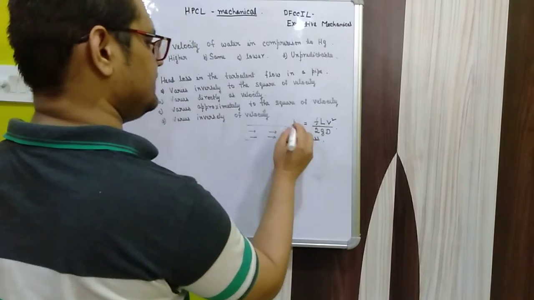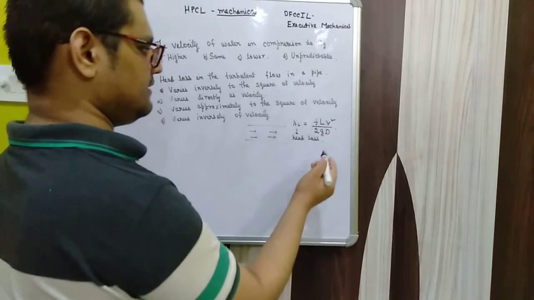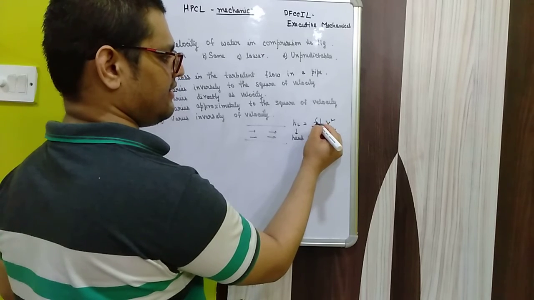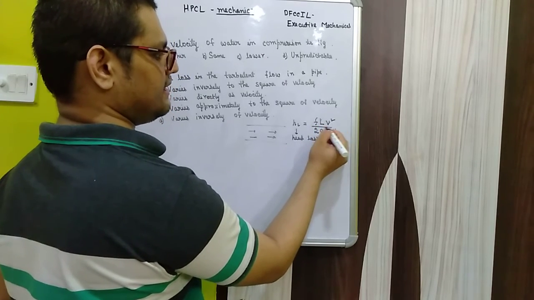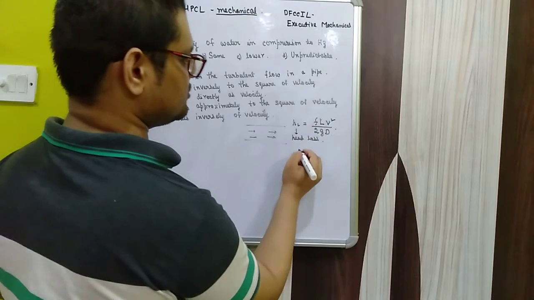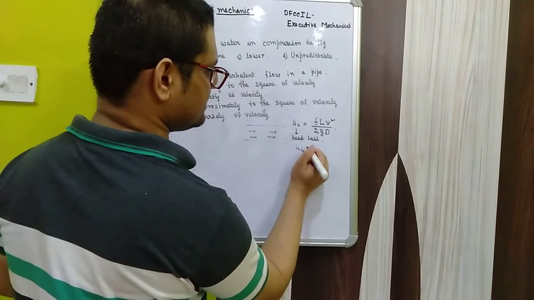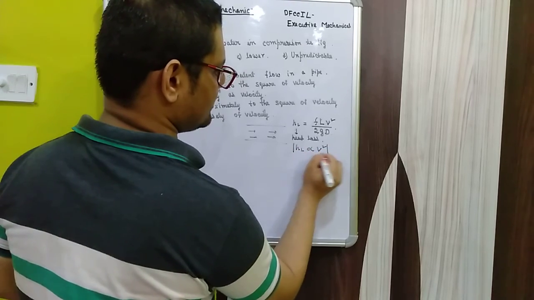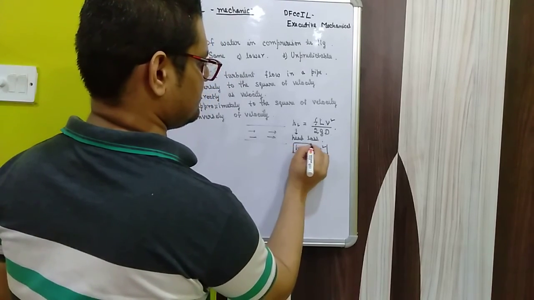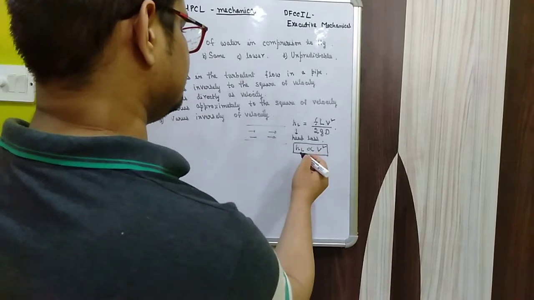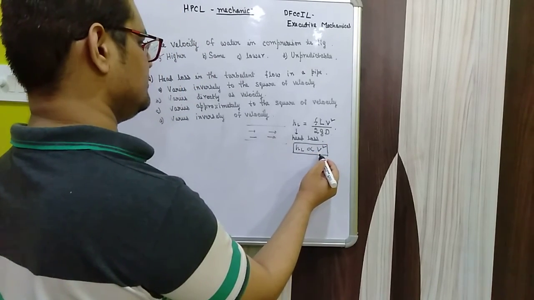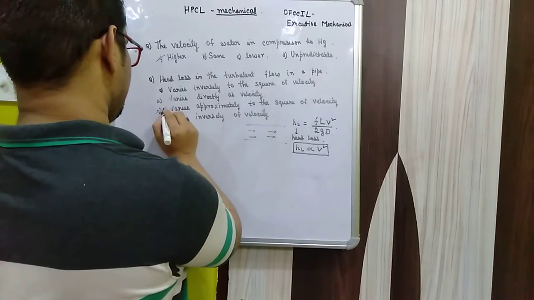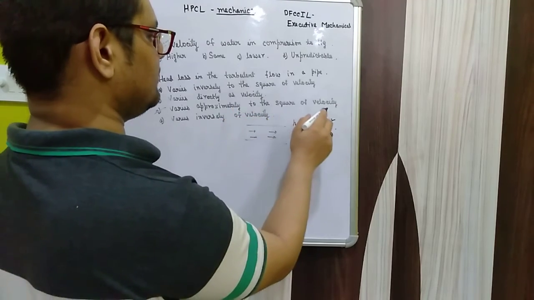So when the fluid is flowing through the pipe, the expression for the head loss is given by F into L into V square divided by 2 G into D. From here we can write that head loss is directly proportional to V square. So we can solve from here: the head loss is directly proportional to the square of velocity. So option C will be the correct answer, that is, varies approximately to the square of velocity.